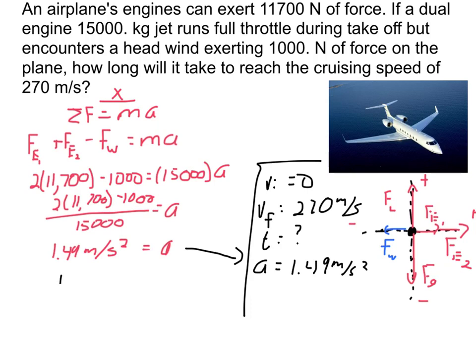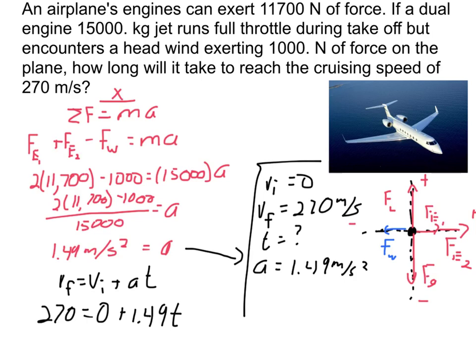So let's use Vf equals Vi plus at. Plug in 270 equals 0 plus 1.49 t. So you divide both sides by 1.49 and you come out with t equals 181 seconds, but I only have 3 sig figs here because it's actually 181.2, but check it out, 3 sig figs, 2 sig figs right there, so I can only do 180 seconds.